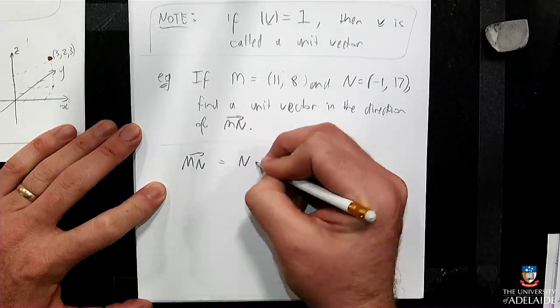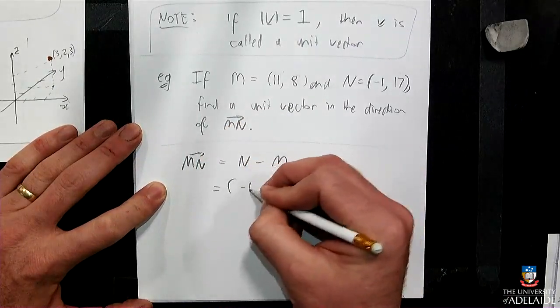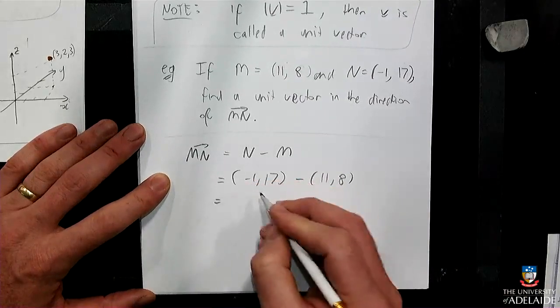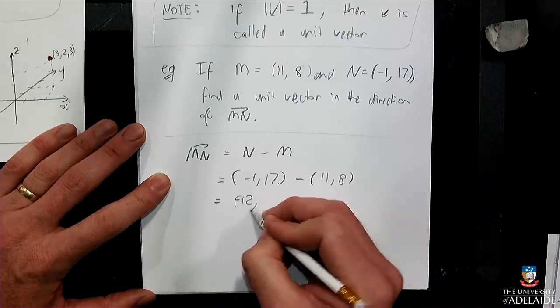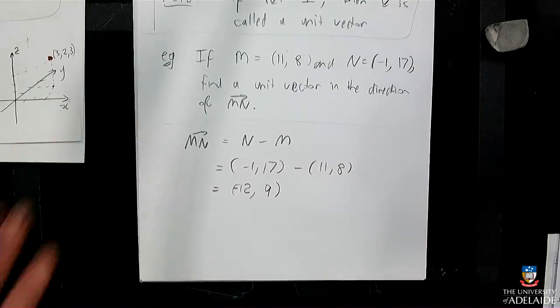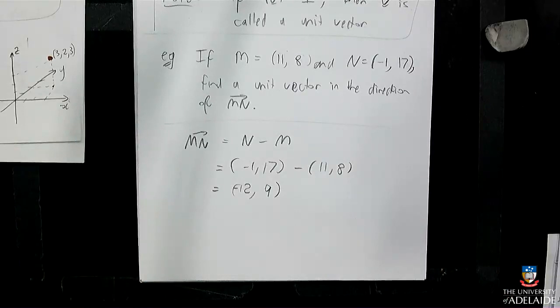MN is N minus M, which is -1, 17, minus 11, 8. So -1 minus 11 is -12. 17 minus 8 is 9. Okay. And so if I found how long this was, then I could do the right fraction to get that length to be 1. Okay.